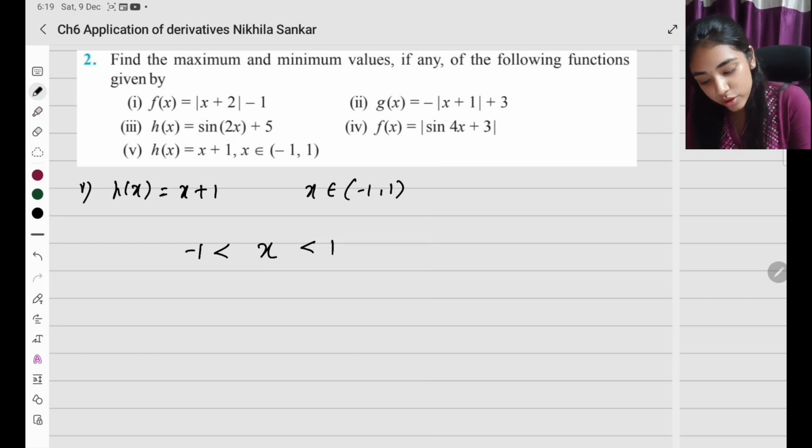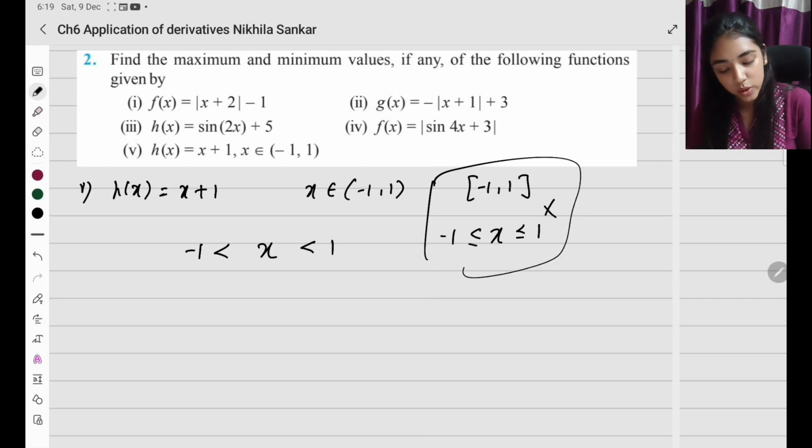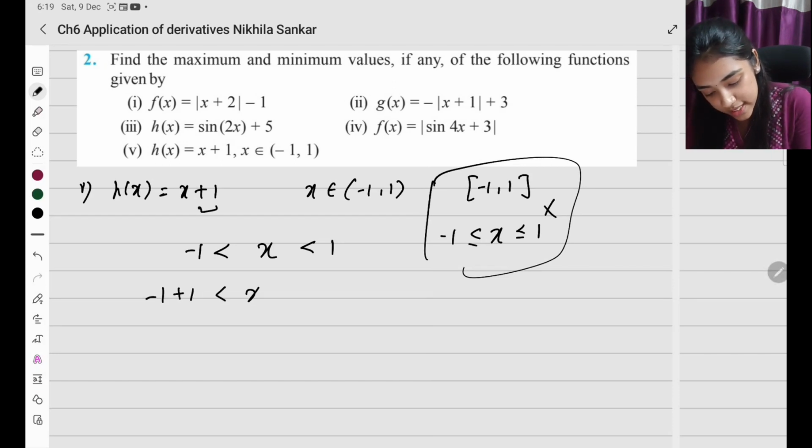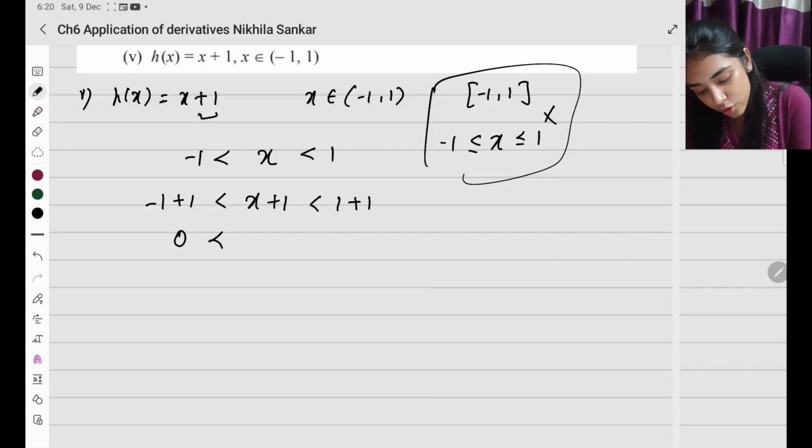I have put a strict inequality here. I have not put a closed bracket. If I had a closed bracket, I could write minus 1 less than or equal to x less than or equal to 1. But here it is not given like that. Okay, it is given in a circular bracket. So minus 1 less than x less than 1. When I add a plus 1 on both sides because I need x plus 1, I have minus 1 plus 1 less than x plus 1 less than 1 plus 1. So here I have 0 less than h of x less than 2.